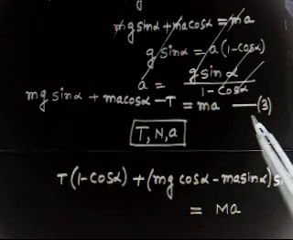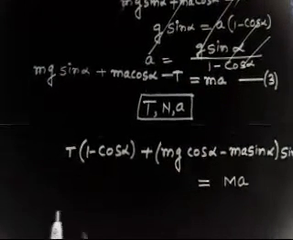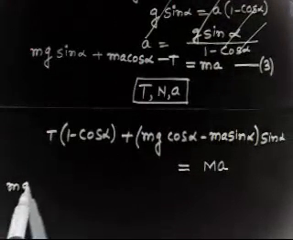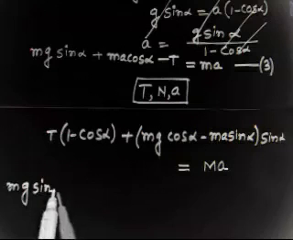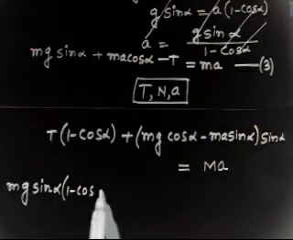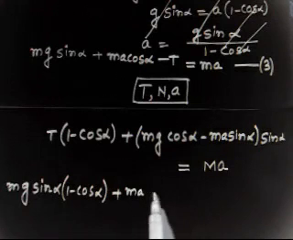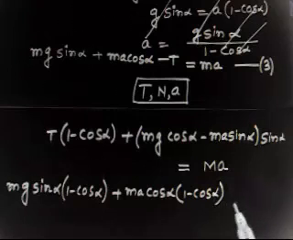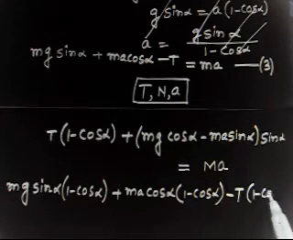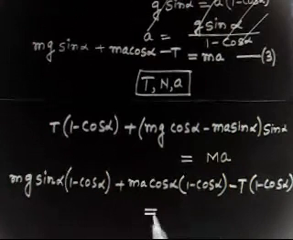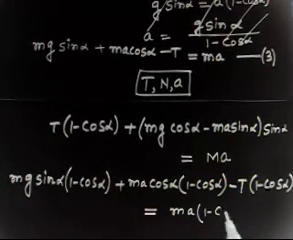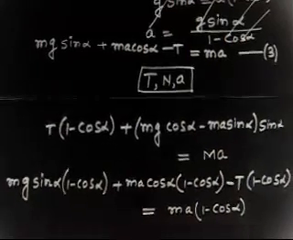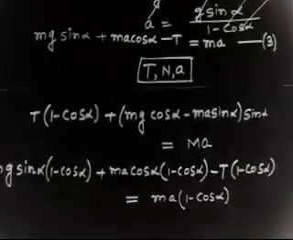If I multiply equation number 3 by 1 minus cos alpha, so we will have mg sin alpha into 1 minus cos alpha plus ma cos alpha into 1 minus cos alpha minus T into 1 minus cos alpha, equals ma into 1 minus cos alpha. Are you getting? So basically I am multiplying by 1 minus cos alpha on both sides. I think you have copied this one.